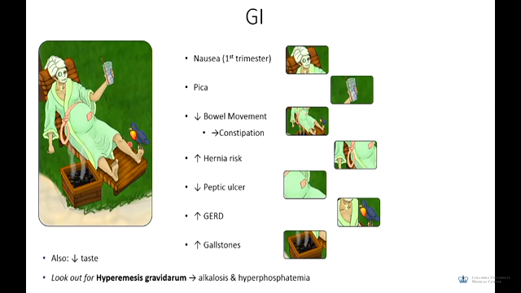You also get a decreased taste, and you want to look out for hyperemesis gravidarum, which is rare but severe, much worse than normal morning sickness. You can get severe alkalosis and hyperphosphatemia.